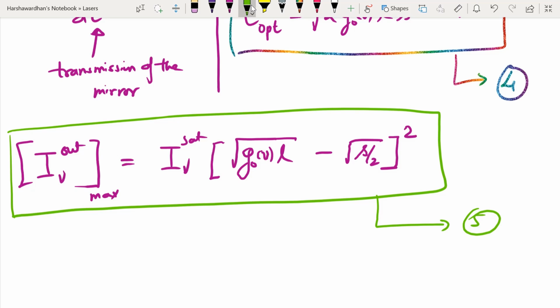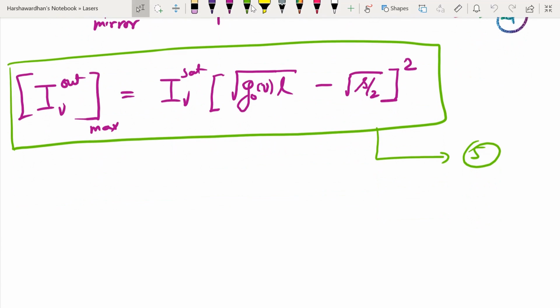The larger the length of the cavity, the better you're going to do. And you need to reduce as much as possible the scattering losses into modes which are not the lasing modes, or absorption at the mirror. To get the maximum output, you want to choose conditions such that G naught is much greater than S by 2L. So you want to make sure that this is indeed true.